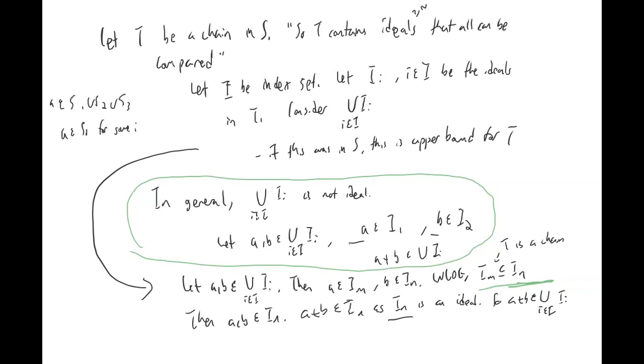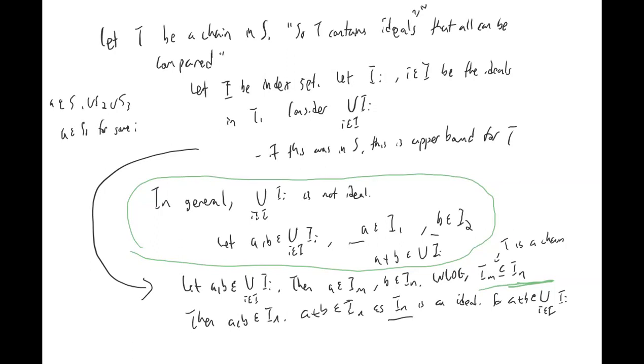So if A was in S1, then I'm in the union. And similarly, it's the same idea for all the other properties of ideal. You just use the fact it's comparable, and then use the fact that the bigger one is an ideal.